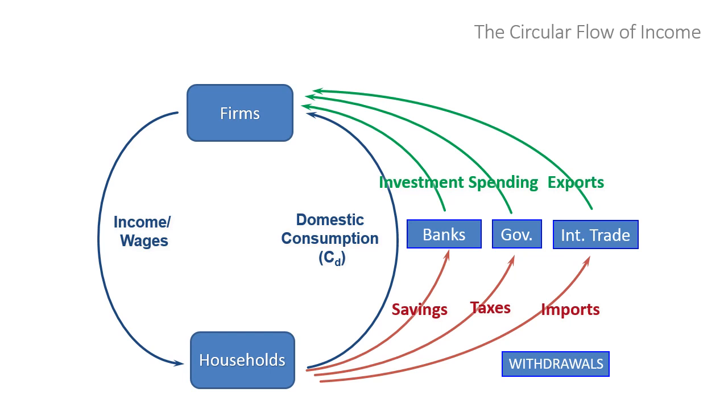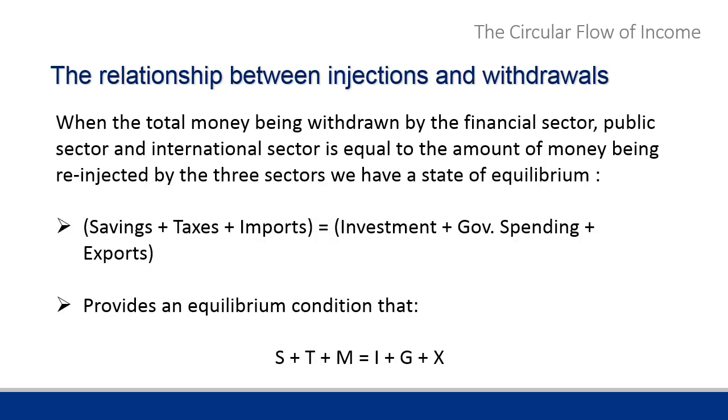These are withdrawals, and these are the injections. Of course, now we see this relationship between injections and withdrawals. They are channeled through the additional 3 sectors: the finance sector, the public sector, and the international sector. Now imagine that the total amount of money being withdrawn is equal to the total amount of money being re-injected into the economy. We know that there will be no change in the speed of the flow. What is being drawn out is being pumped back in.